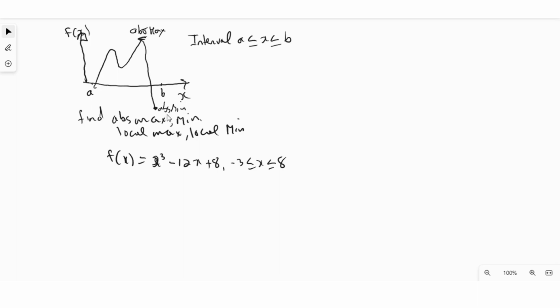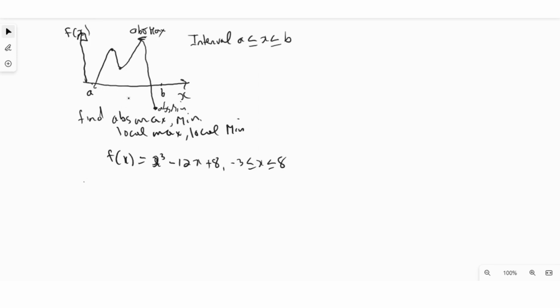The locals are the ones which have a change from increasing to decreasing or from decreasing to increasing. So a local maximum or minimum cannot be at the end points. A and B are the end points. So we have the interval of A to B. A local cannot be at A, a local cannot be at B. Absolute maximum, absolute minimum can be anywhere between A and B, including A and B.